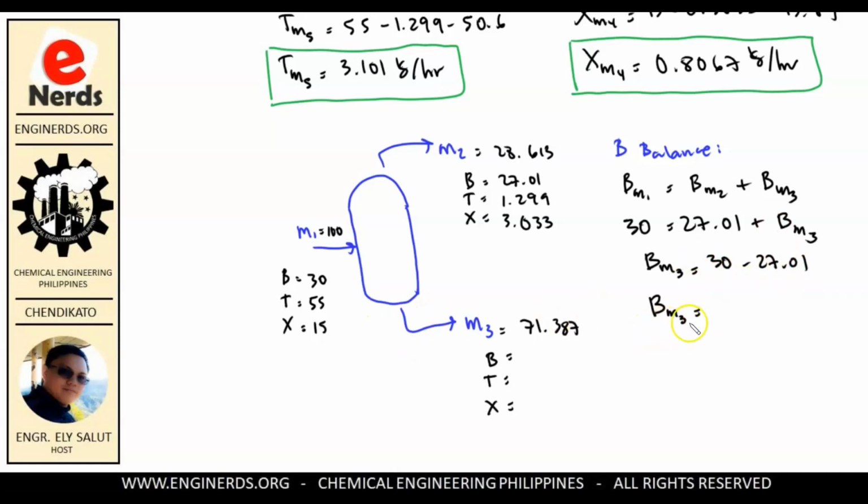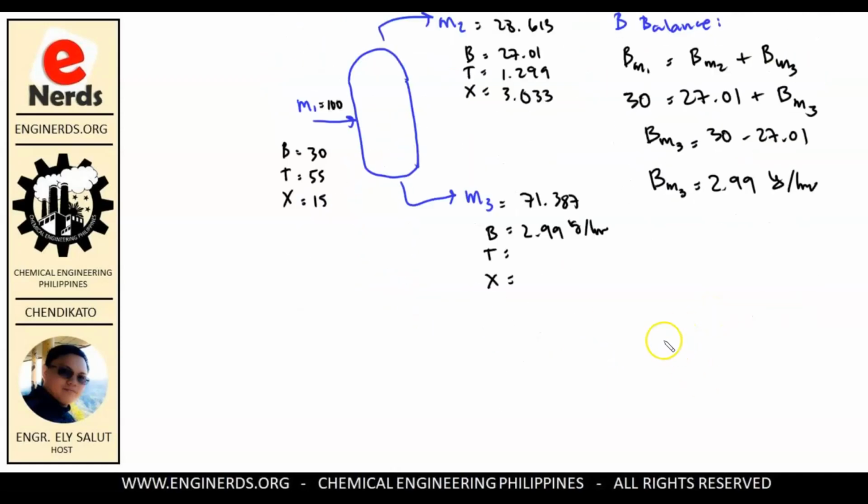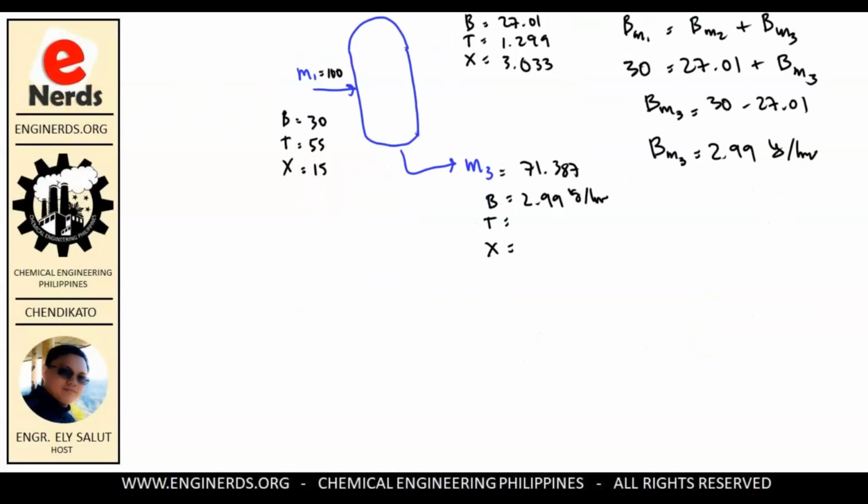Okay, so we have 2.99 kilogram per hour. Okay, so our B is 2.99 kilogram per hour. Okay, so now let us determine yung ating toluene. So let's have toluene balance. So our toluene in M1 is equal to toluene in M2 plus toluene in M3.